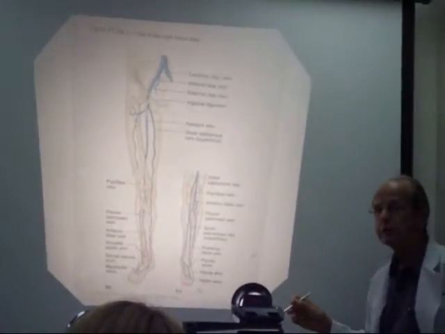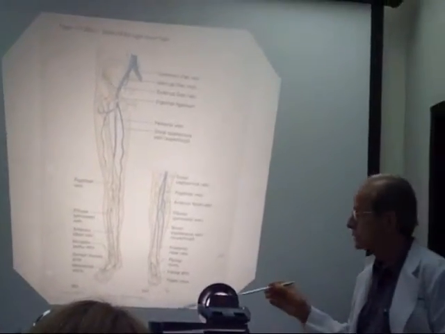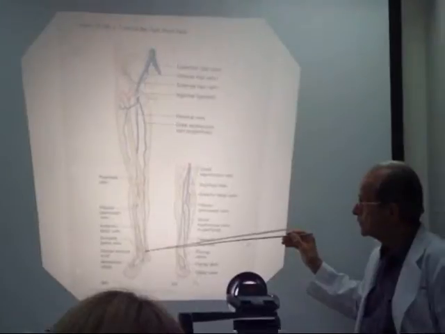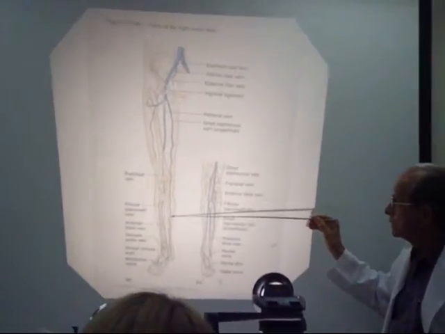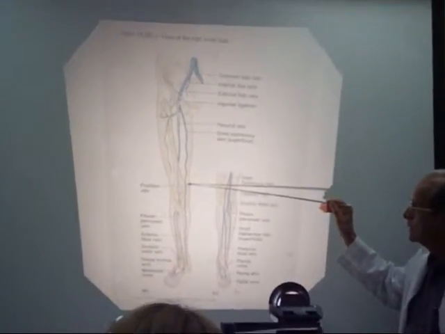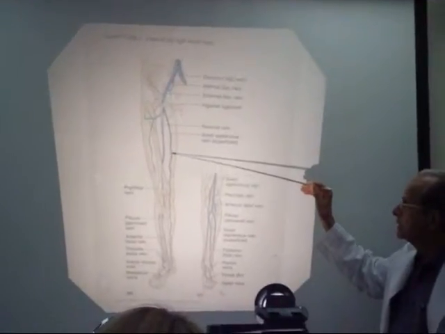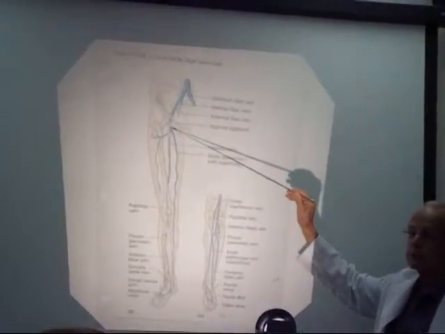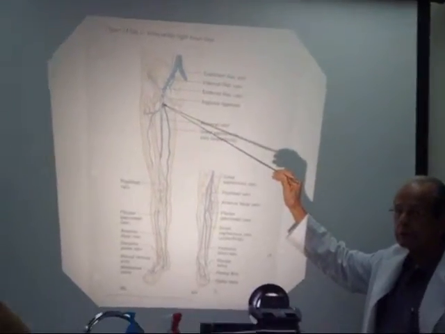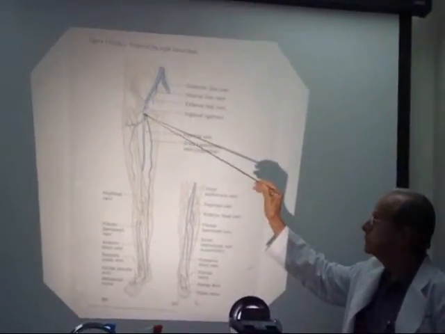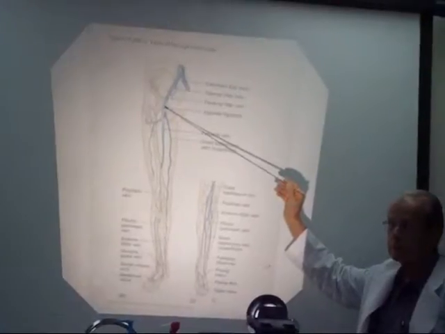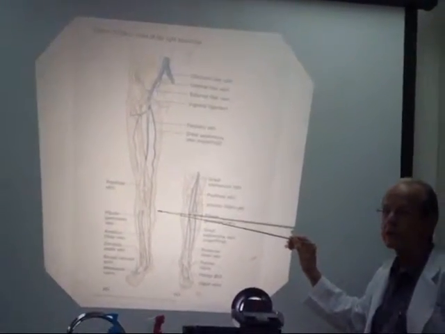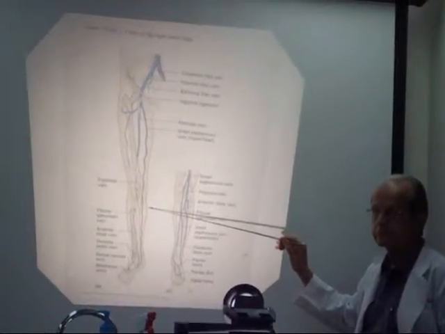On the anteromedial aspect of the leg, starting down here at the ankle, we've got this superficial vein that runs all the way up the leg, all the way up the anteromedial thigh, and up here it plunges deep and joins the femoral vein in the groin, just below the inguinal ligament right there. This is the greater saphenous vein, or great saphenous vein.